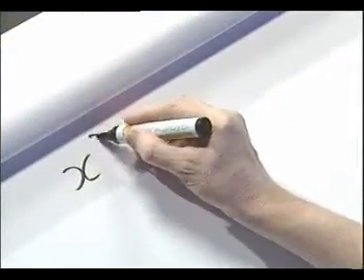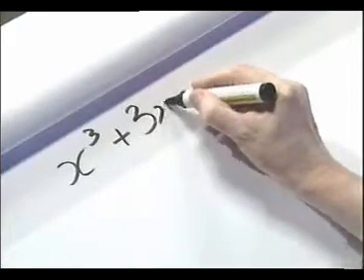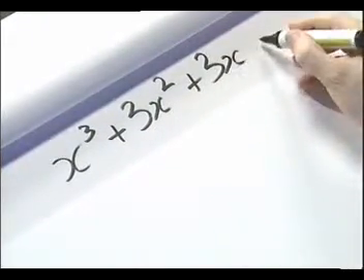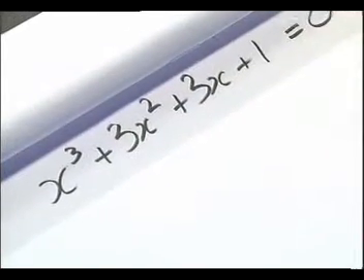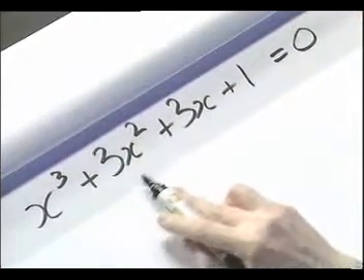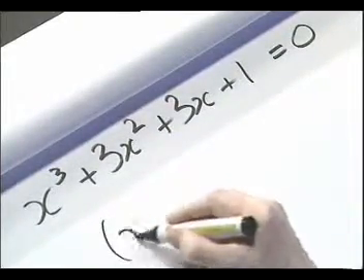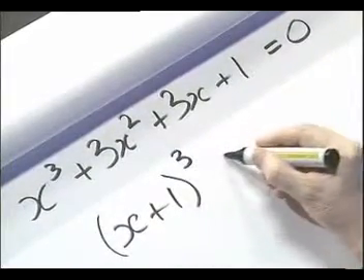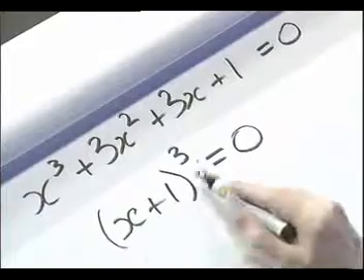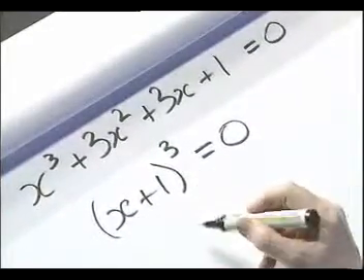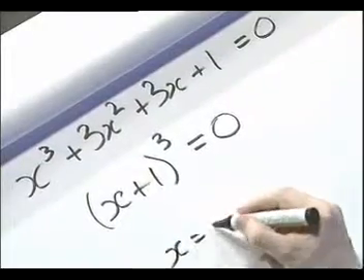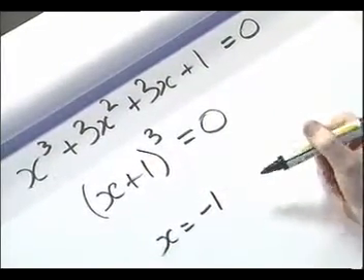Certain basic identities which you may wish to learn can help in factorizing both cubics and quadratics. I'll just give you one example. We have the equation x cubed plus 3x squared plus 3x plus 1 equals 0. 1, 3, 3, 1 is the standard expansion of x plus 1 cubed. So the solution to this equation is x plus 1 cubed equals 0. We have the root minus 1, x equals minus 1, repeated 3 times.